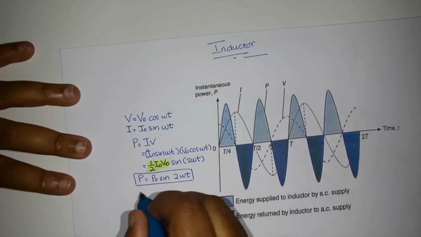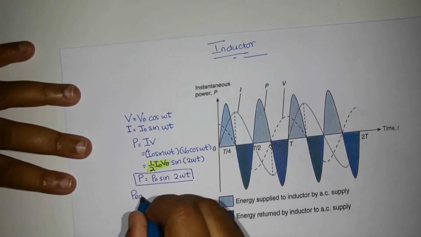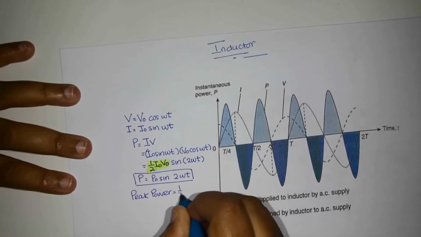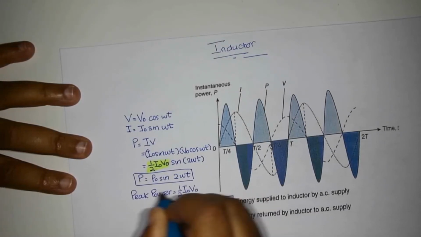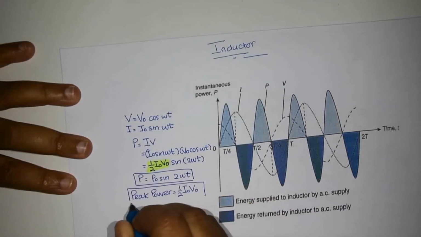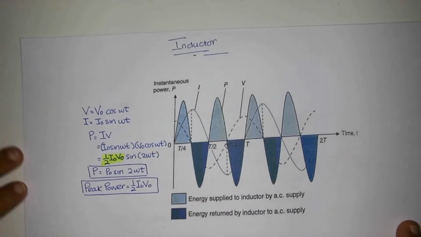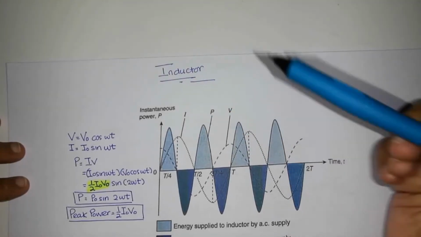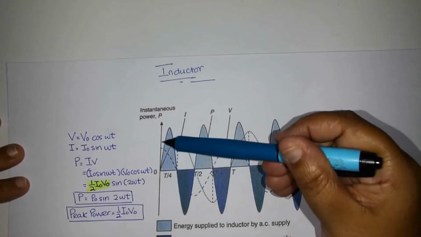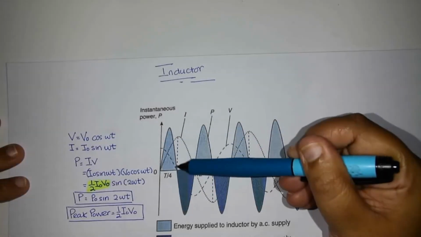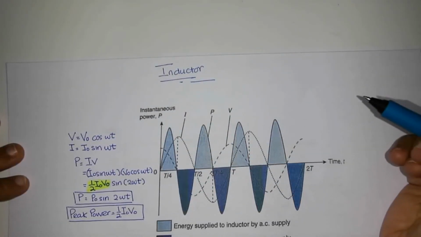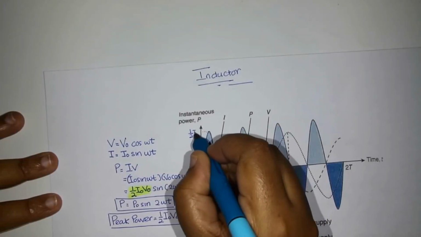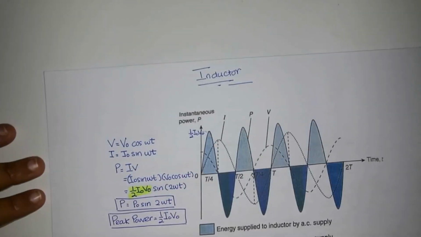So what is peak power? Peak power is equal to half I naught V naught. If I draw it, the power is a function of sine. You can see in this diagram the power in the sine function, where the peak power is half I naught V naught.